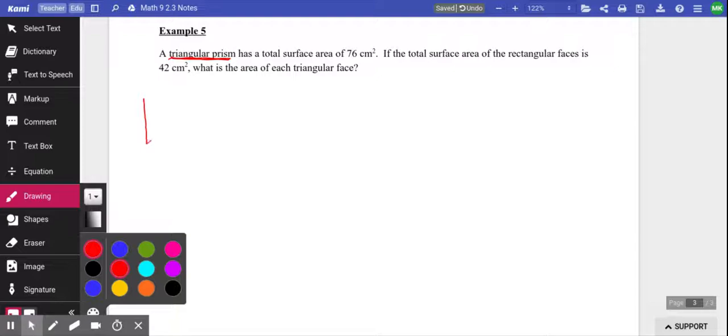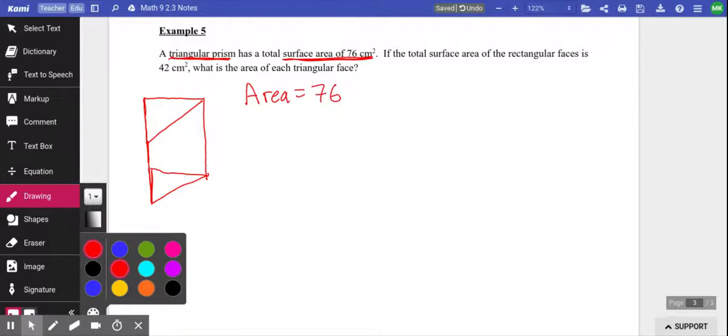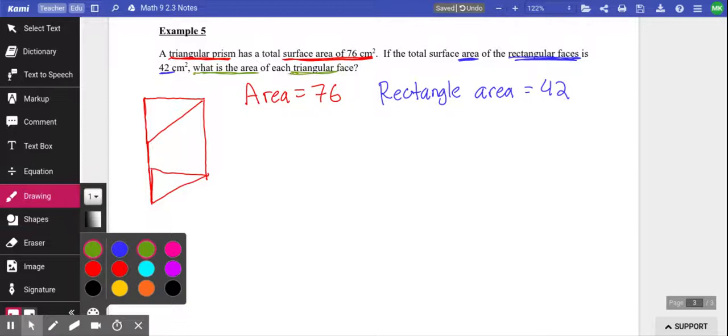If you want to draw it, draw 2 triangles that look the same. Okay. Or 1 triangle and just draw lines straight down. That would work too. You have a triangular prism. Has a total surface area of 76. So they're telling me what all the outsides are. If you added them all up, it would equal 76. So I'm going to say area equals 76. If the total area of the rectangular faces is 42, so they're telling me the 3 rectangles is 42. Rectangle area equals 42. What is the area of each triangle?